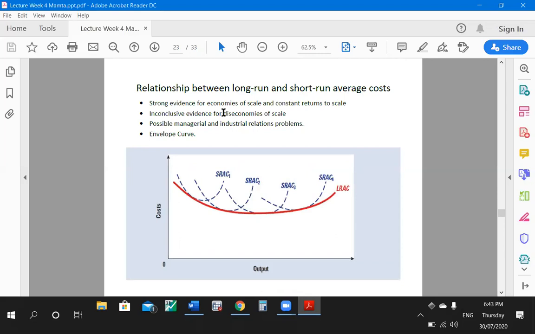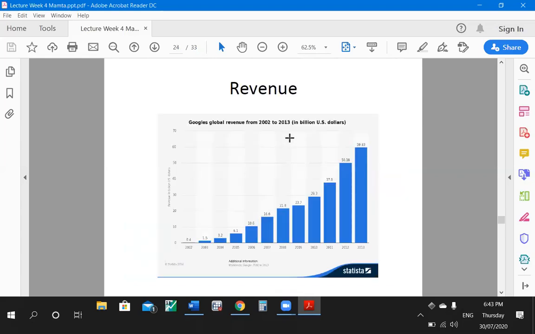Diseconomies of scale is very inconclusive. That it is always bad is not true actually. Diseconomies of scale is not that bad, and there is not much evidence that it is bad. But yes, there are problems in industrial relationships. When a company becomes very big, the problem is that everybody looks at you.